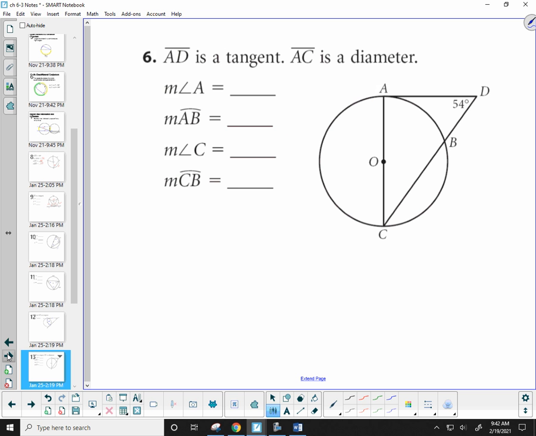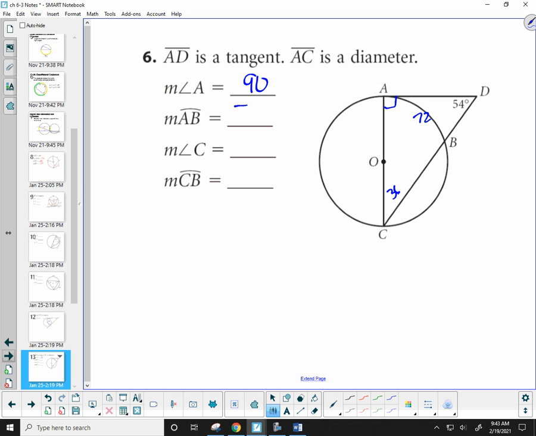Okay, next one. We have a tangent and a diameter or a radius intersecting. So I know I'm going to have a right angle right here. Okay, then I can use my triangle to figure out that this angle is 36 degrees. So if this inscribed angle is 36 degrees, this intercepted arc has to be twice that, or 72 degrees. So let's see, angle A, we said is 90.